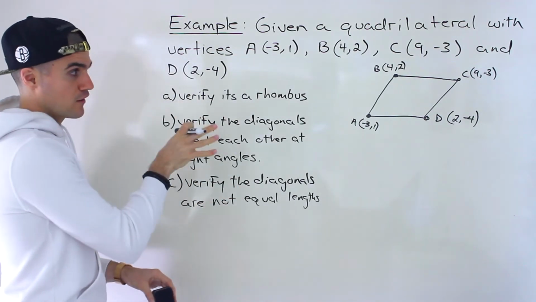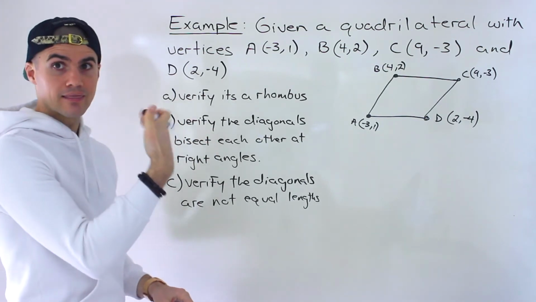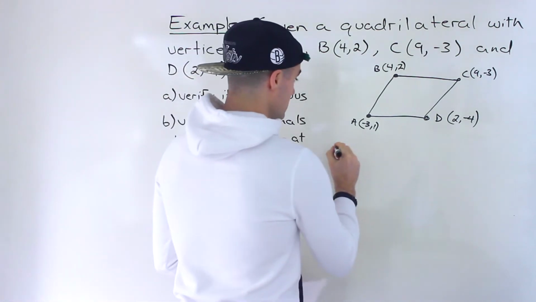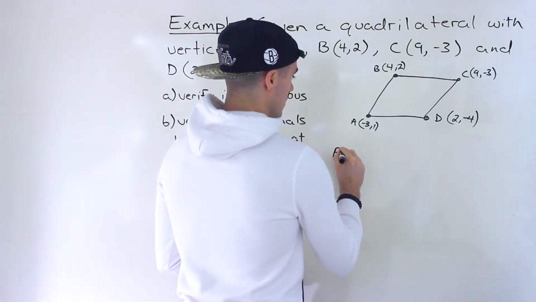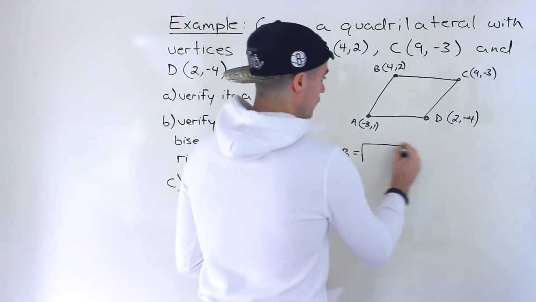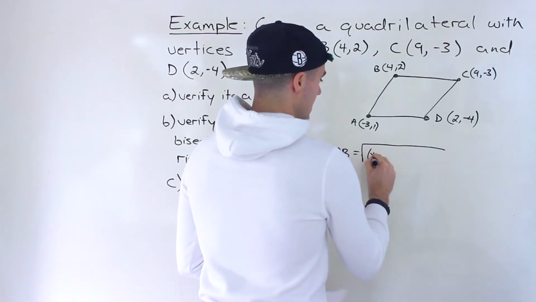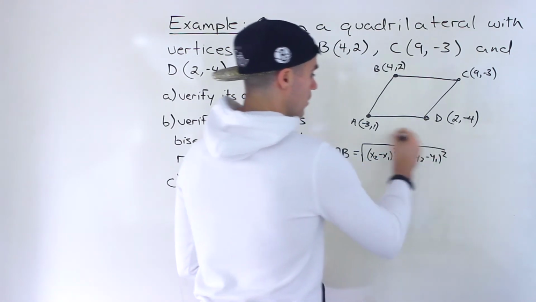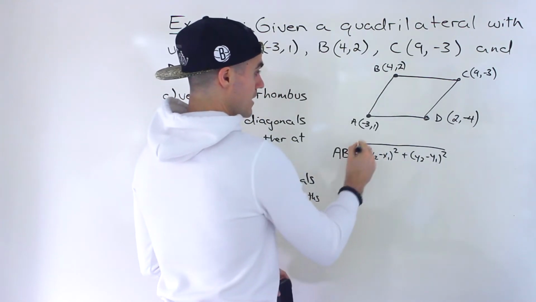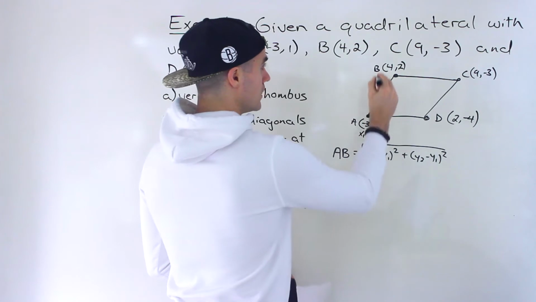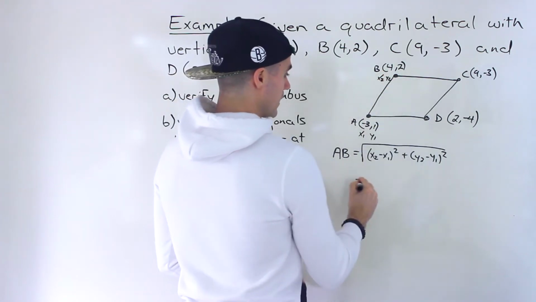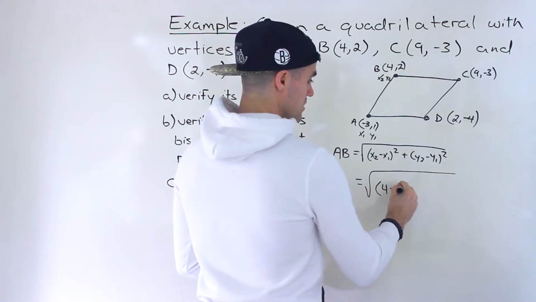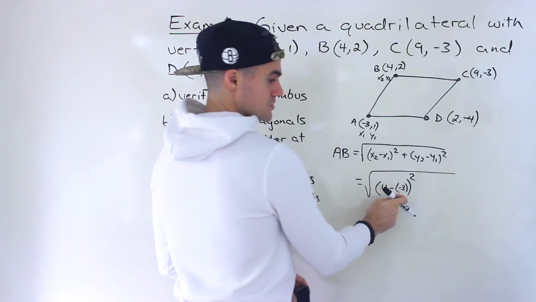So in part A, we're verifying that it's a rhombus. So what we're going to do is find the lengths of all four sides, and we just have to show that they have equal lengths. So let's start off with finding the length of AB. Now, the length formula, if you remember, is the square root of x2 minus x1 squared plus y2 minus y1 squared. We're dealing with AB first, so let's do x1, y1. We'll let this be x2, y2. So we'll have x2, which is 4, minus x1, which is -3. Be careful with the brackets there because we're subtracting a negative number.